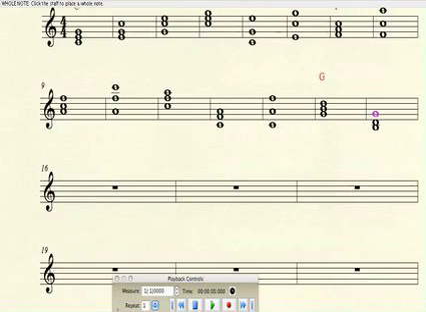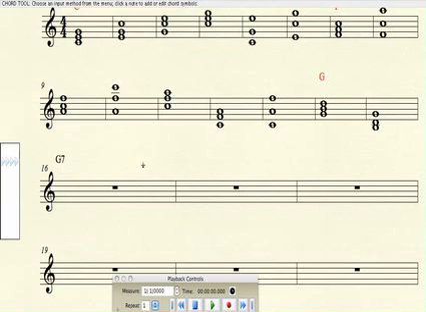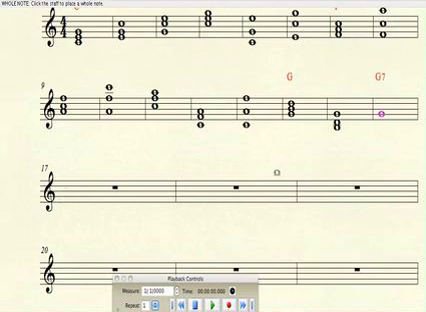Now we want a G7 chord. G7, of course, has four notes: G, B, D, and the F. We only have three voices in our three-part harmony, so something has to be sacrificed. We must always keep the third and the seventh. We always keep them. Okay?